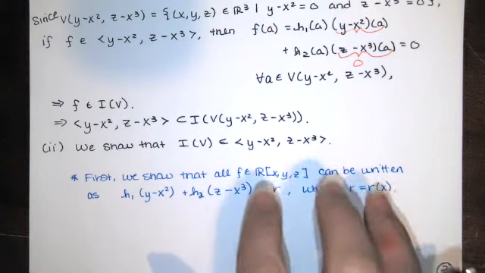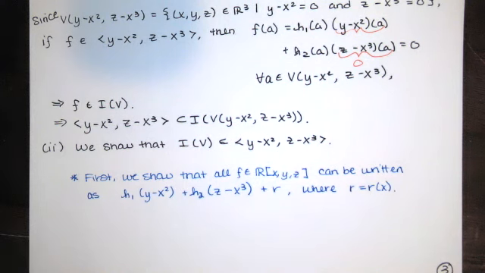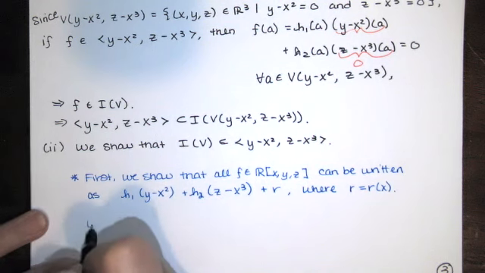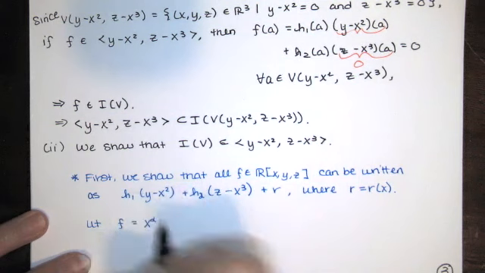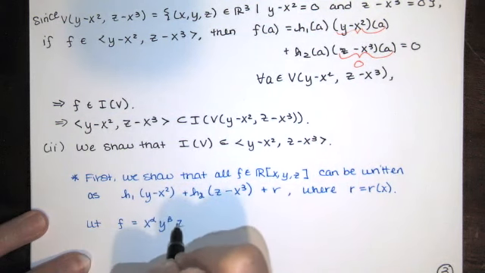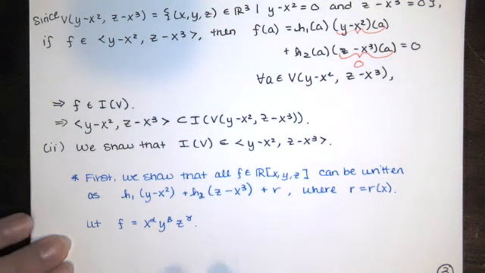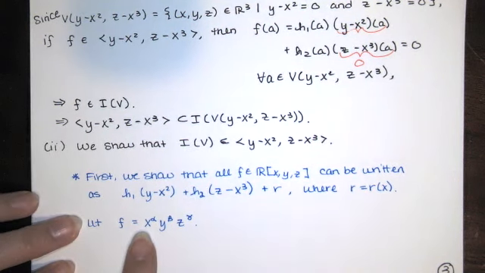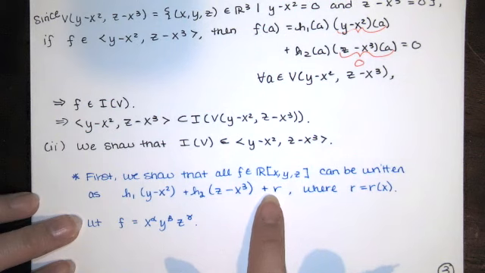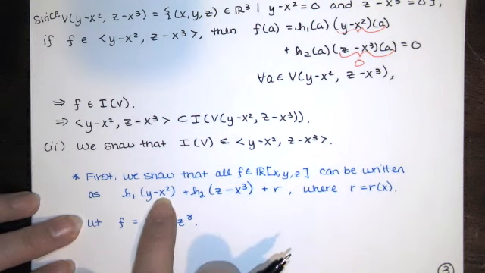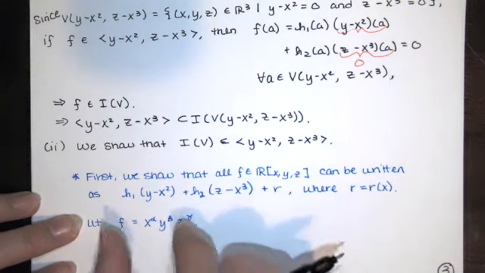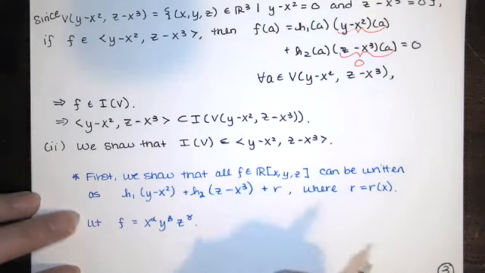In order to prove that every polynomial in our polynomial ring can be written that way, let's talk about a monomial. So let's let f just be, as a special case, x to the alpha times y to the beta times z to the gamma. So it's just a monomial. Well, if I want to write this in this form, I can algebraically manipulate this expression so that it includes a y minus x squared as part of it and a z minus x cubed as part of it.